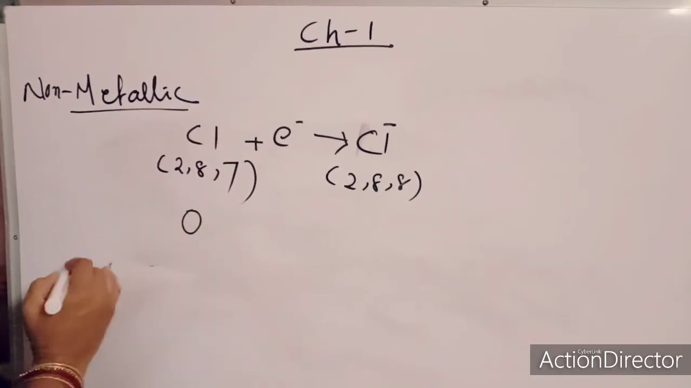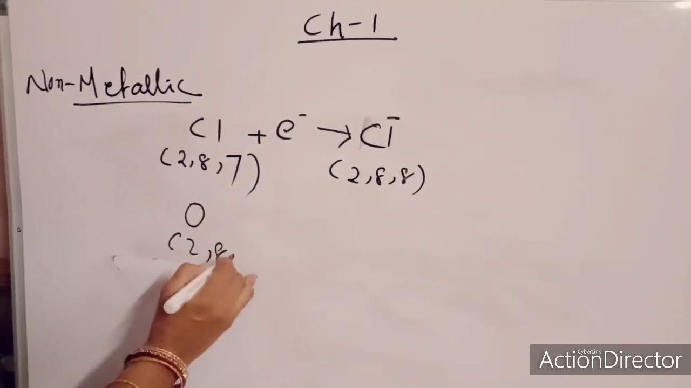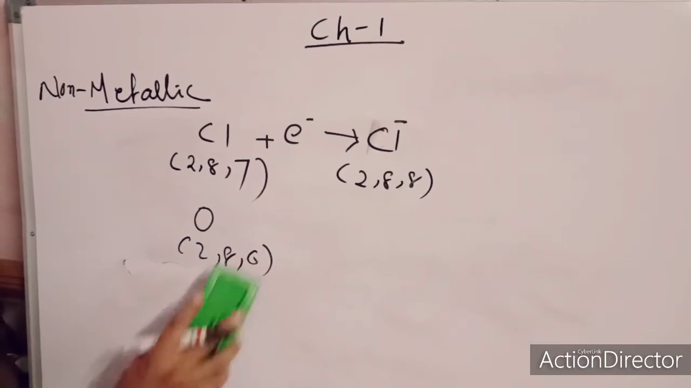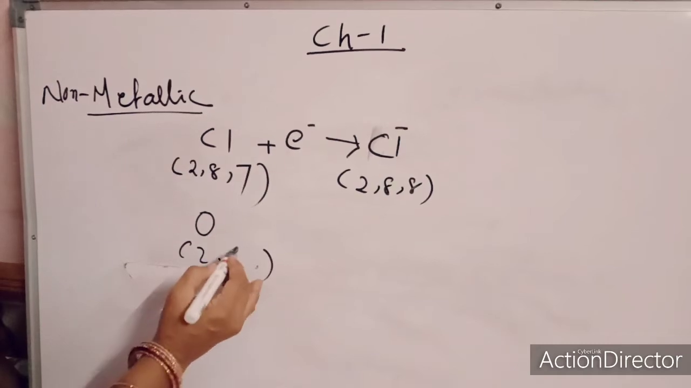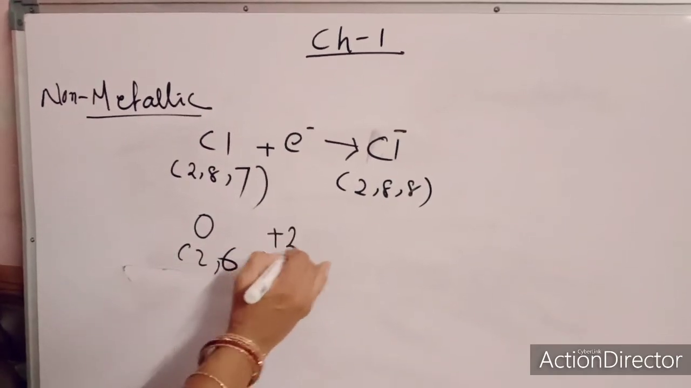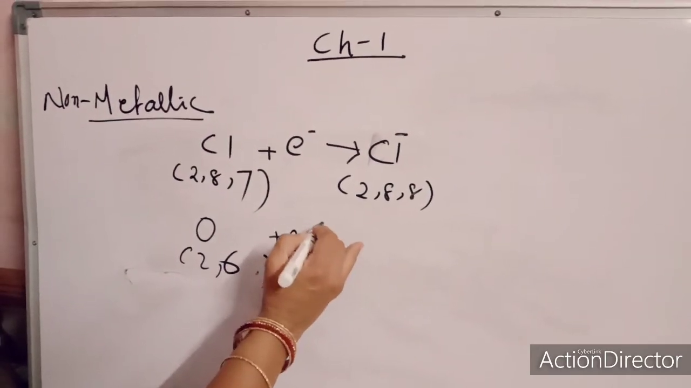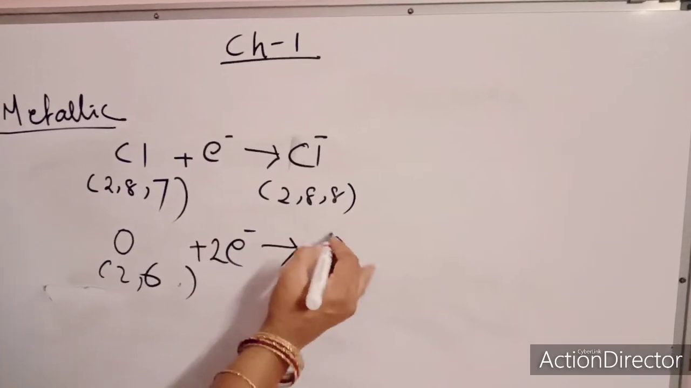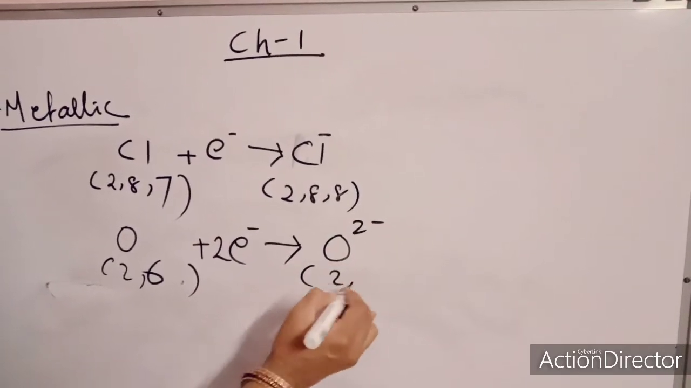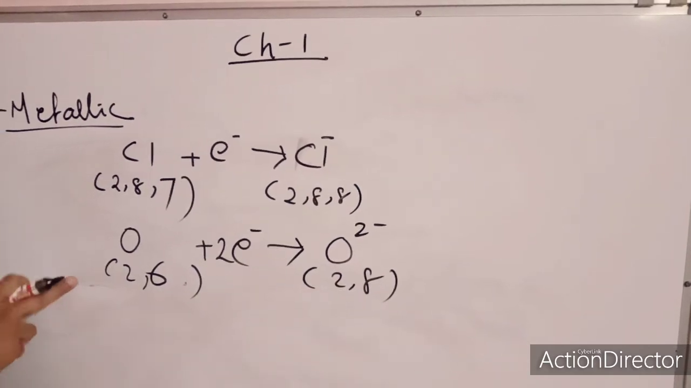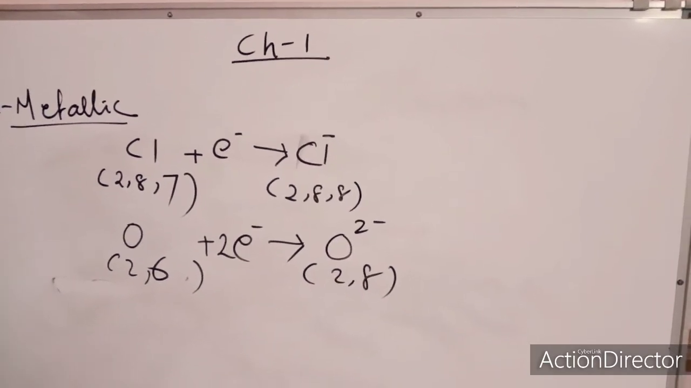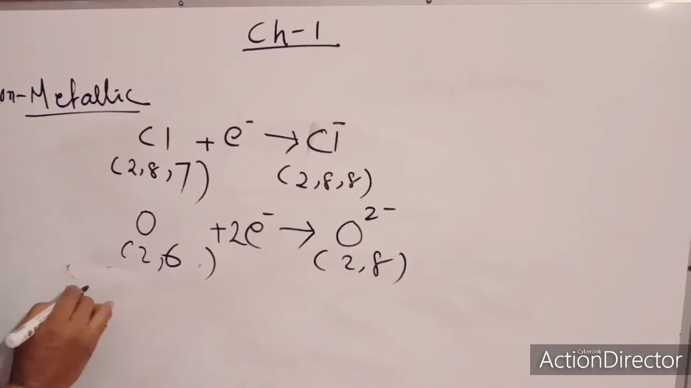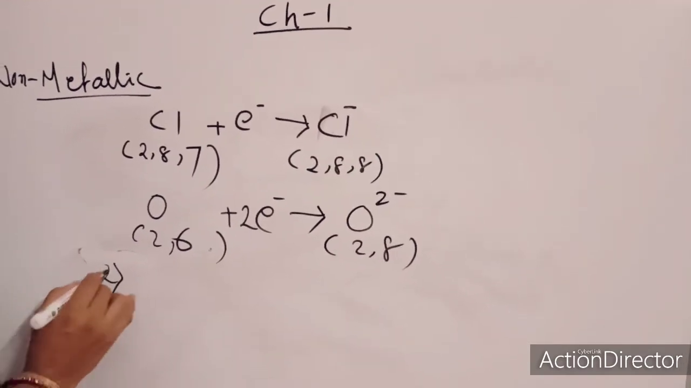Here, oxygen again you can take 2, 6, sorry, I wrote it wrongly. It is gaining 2 electrons to become an octet. Okay, 2 minus, that is 2, 8. So this is the non-metallic tendency. This tendency again depends upon 2 characters, the same as the previous one.